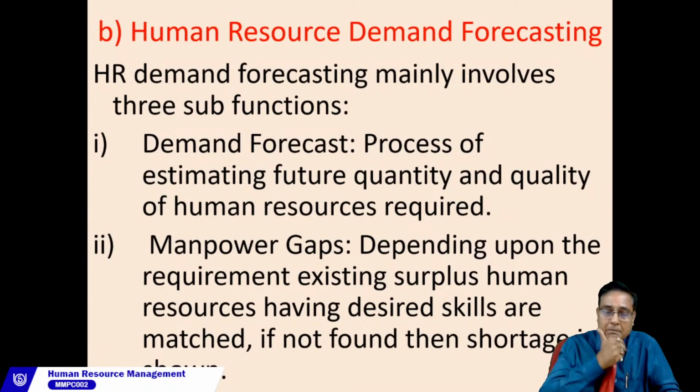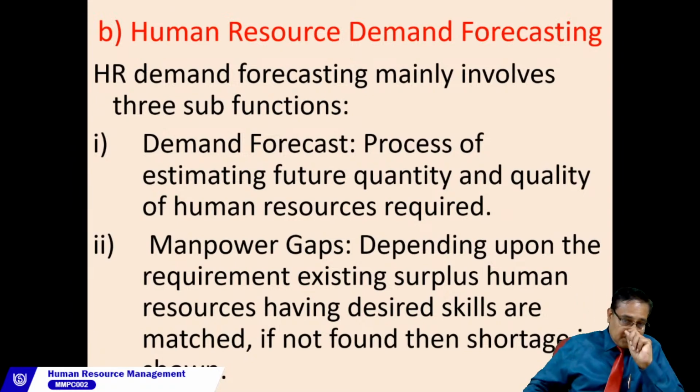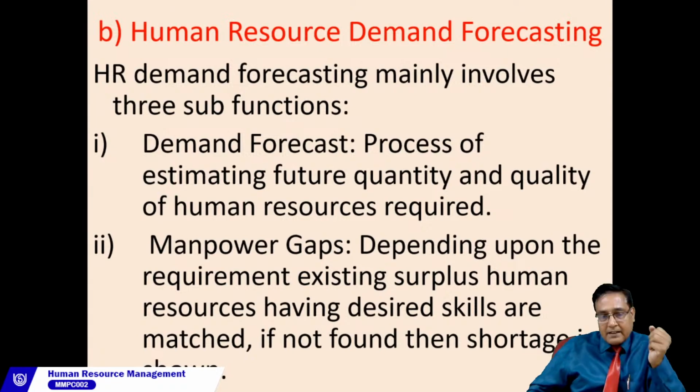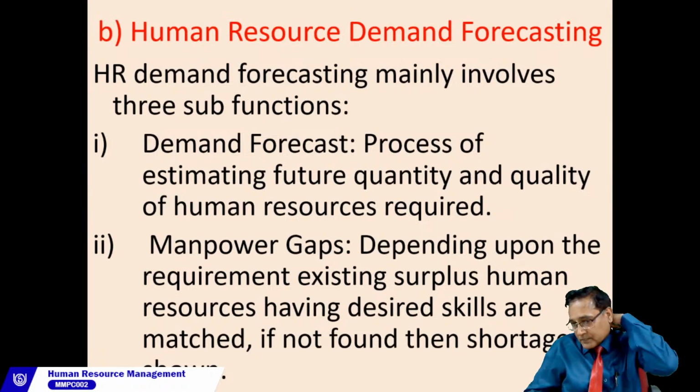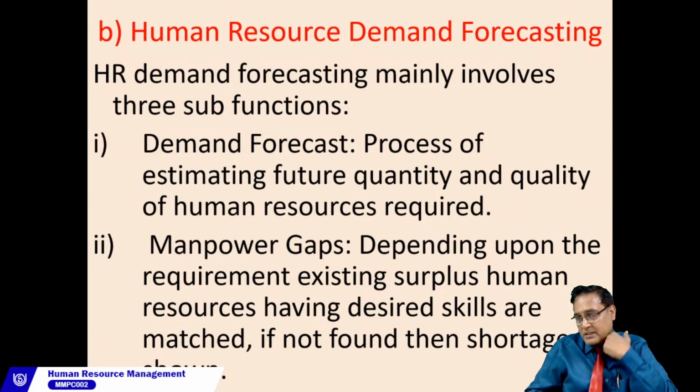Then, manpower gaps. Depending upon the requirement, existing surplus human resources having the desired skills are matched. If not found, then there is a shortage issue. Surplus human resources having the desired skills only.